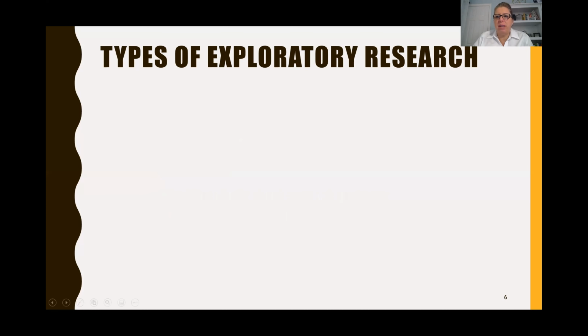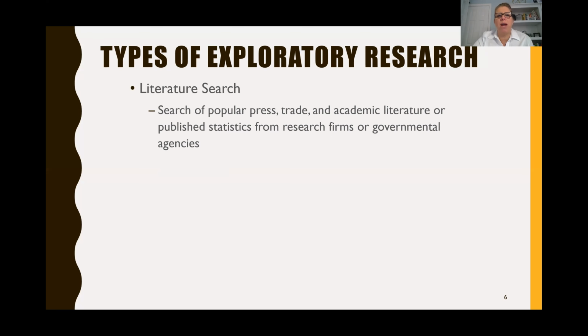So, what are the different types of exploratory research? The first type, and there's several, this is not an exhaustive list by any means, but I'm going to highlight the main types of exploratory research. You have literature search, and this is just looking through all the popular press, the trade, the academic literature, any kind of published statistics. Looking at what other research firms have put out, any government agencies, looking at census data, looking at different reports from nonprofits, just seeing what's out there.